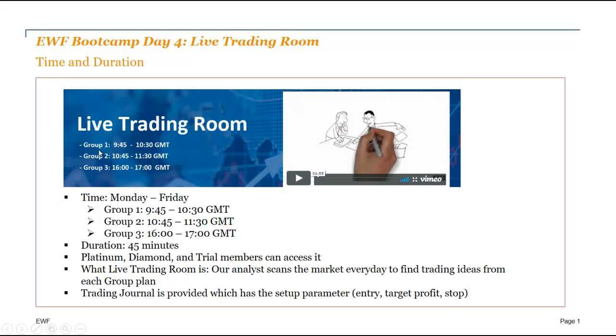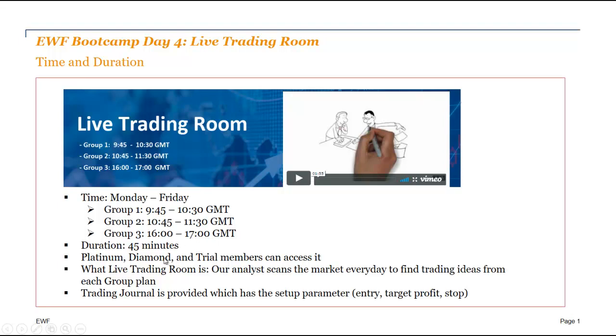So right here we got 3 live trading rooms. Each group will have its own live trading room, and each group, as we explained in the first day, constitutes about 26 instruments. Group 1 runs Monday to Friday, so every weekday, and group 1 starts at 9:45 to 10:30 Eastern time. This is GMT. Group 2 starts at 10:45 to 11:30 GMT, and group 3 is going to start from 16 to 17 GMT. Duration is about 45 minutes to an hour.